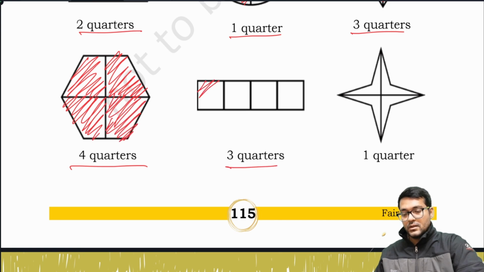3 quarters, you can color 3 out of 4. 1 quarter, you have to color only 1. Okay, like this.